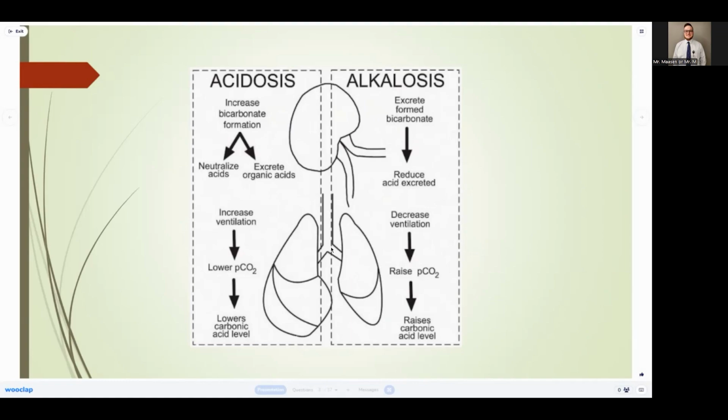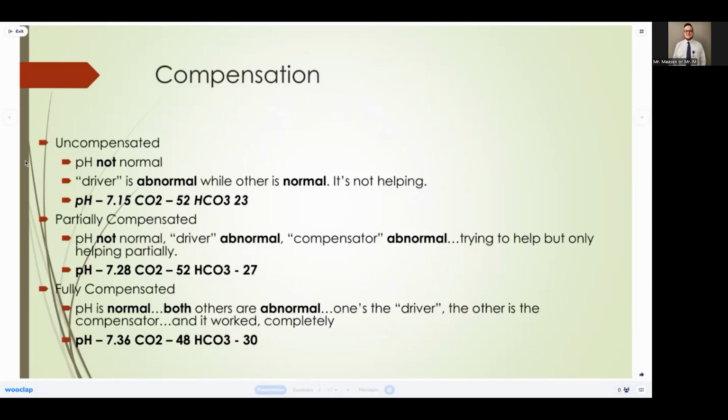And in alkalosis, the lungs are going to slow their breathing down. Or that's the goal: try to slow your breathing down to raise CO2, thus raising carbonic acid. In acidosis, I'm going to breathe harder, deeper, and faster to lower my CO2 and then lower the carbonic acid level.